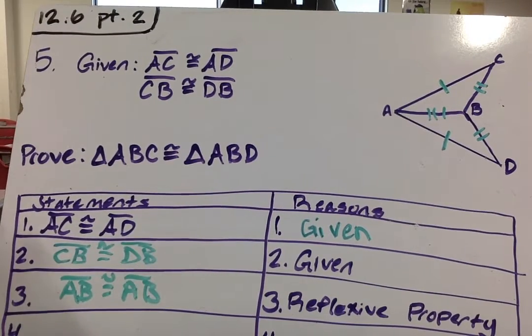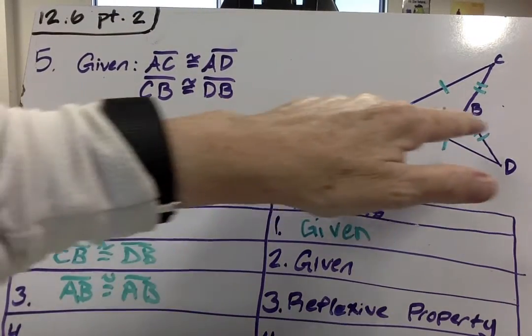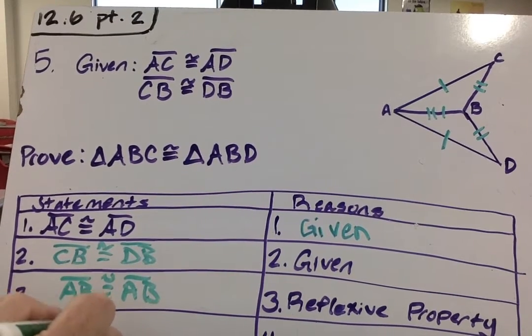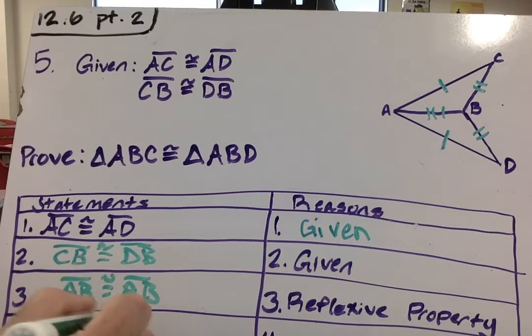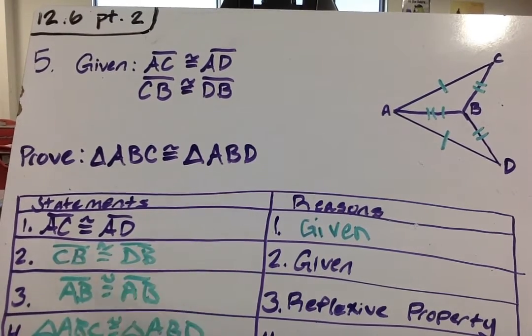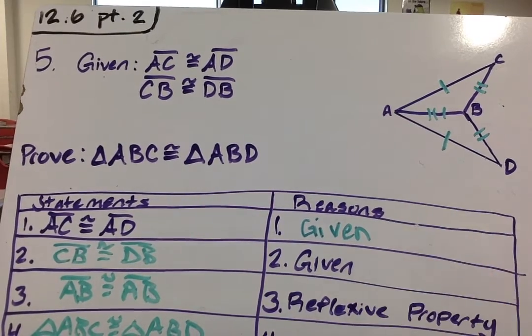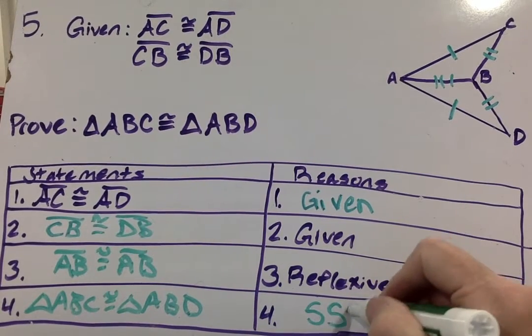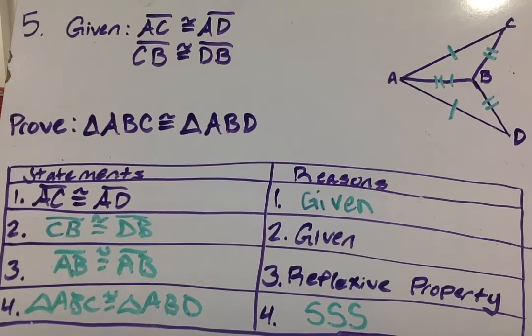Now, can we prove the triangles congruent? Okay, we don't know anything about the angles, but we know that all 3 sides are congruent. So we can say that triangle ABC is congruent to triangle ABD. And why? Can you see that far down? We can use side-side-side congruence. Okay? And that's number 5 on page 257.